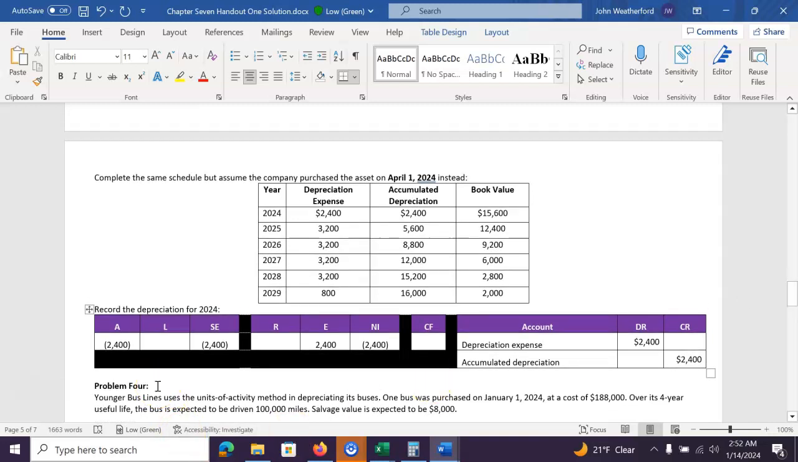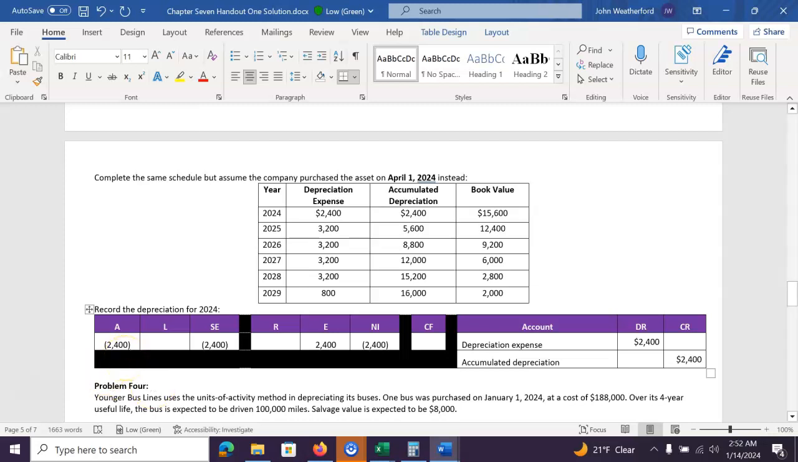Younger Bus Lines uses the units of activity method in depreciating its buses. One bus was purchased on January 1, 2024 at a cost of $188,000. Over its 4-year useful life, the bus is expected to be driven 100,000 miles. Salvage value is expected to be $8,000.